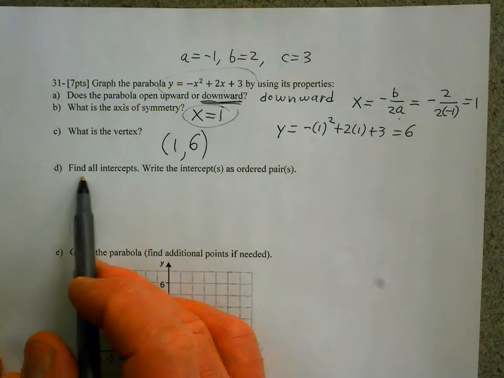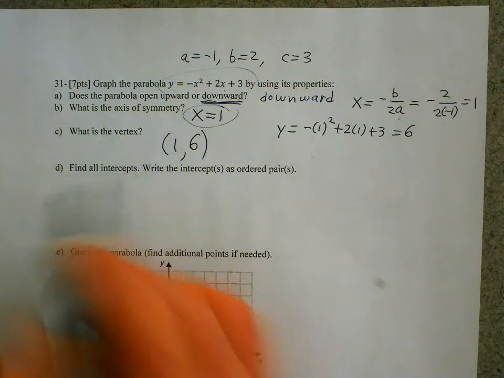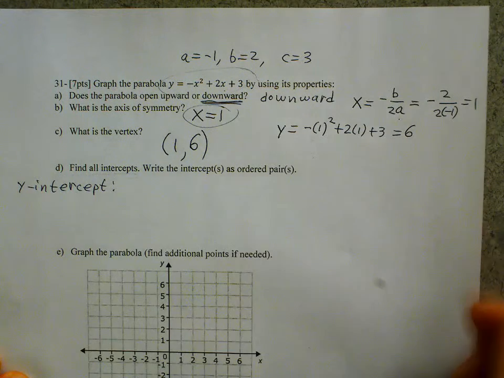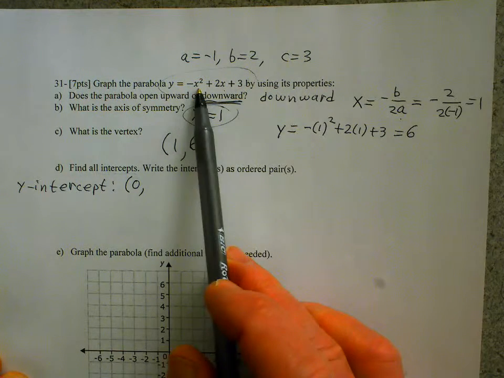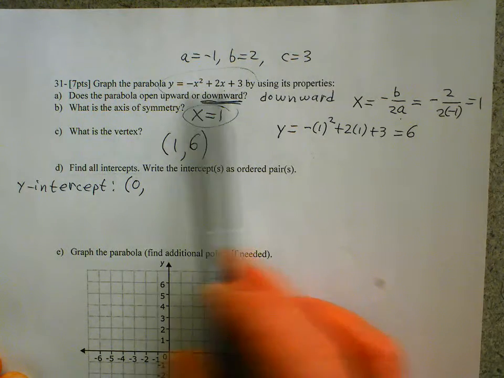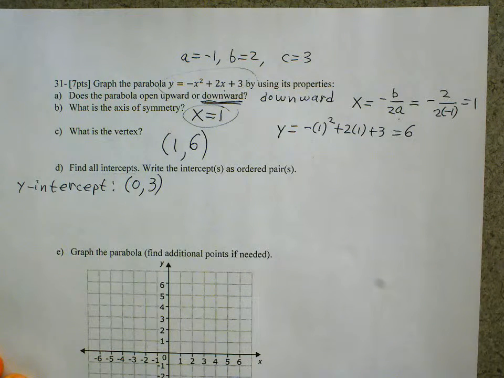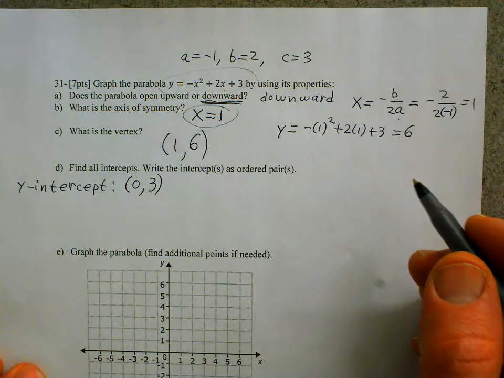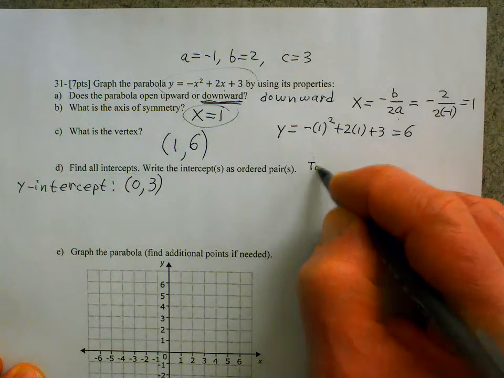Next, find all intercepts and write the intercepts as ordered pairs. We can find the y-intercept first. The x-coordinate of the y-intercept is 0. We can tell just by inspection, in other words by looking, that when x is 0, y is 3. So the y-intercept is the ordered pair 0, 3. It's not as obvious what the x-intercepts are. So to find the x-intercepts, replace y with 0 and solve for x.